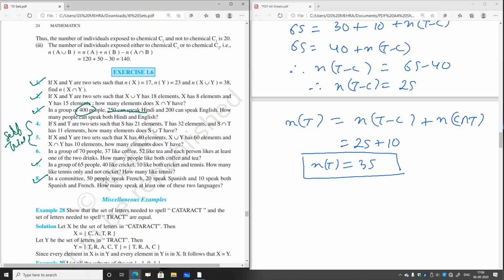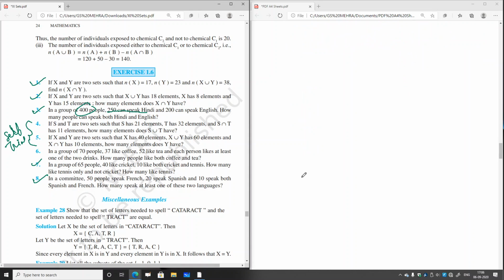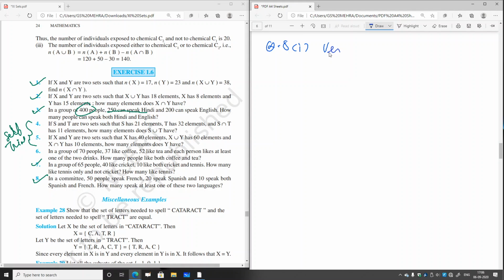In a committee 50 people speak French, 20 speak Spanish and 10 speak both Spanish and French. How many speak at least one of these two languages? So let us do this question number 8 again by both the methods. Question number 8, first method, Venn diagram. First we'll draw the Venn diagram. We'll draw the rectangle and then two circles.